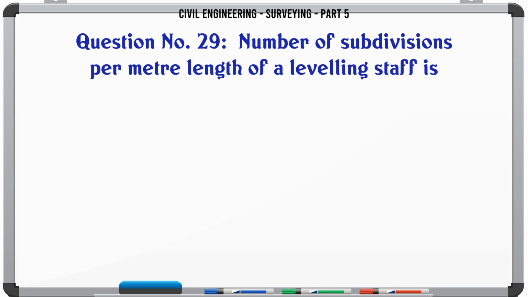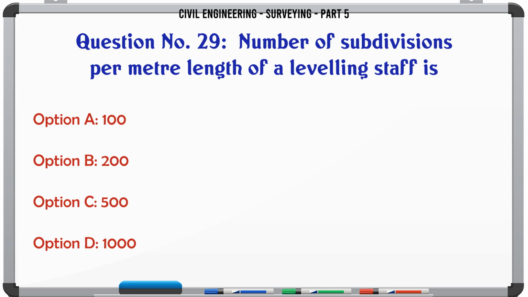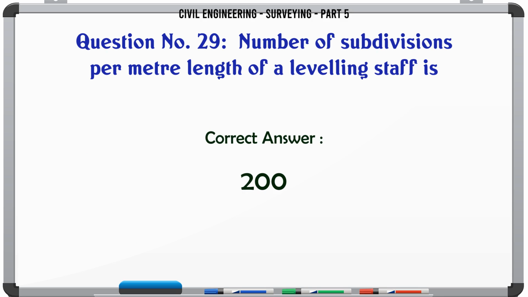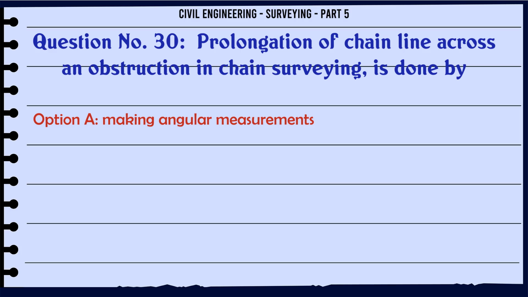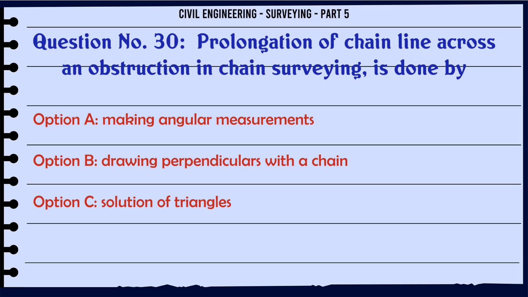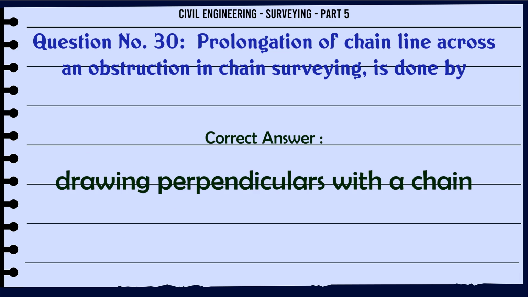Number of subdivisions per meter length of a leveling staff is A, 100, B, 200, C, 500, D, 1000. The correct answer is 200. Prolongation of chain line across an obstruction in chain surveying is done by A, making angular measurements, B, drawing perpendiculars with a chain, C, solution of triangles, D, all the above. The correct answer is drawing perpendiculars with a chain.